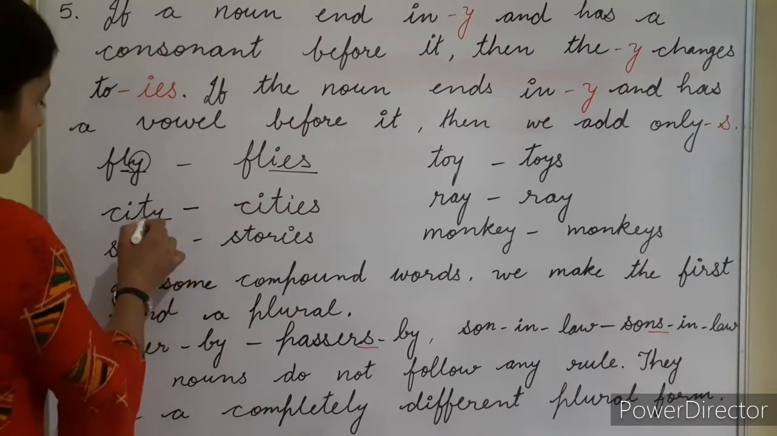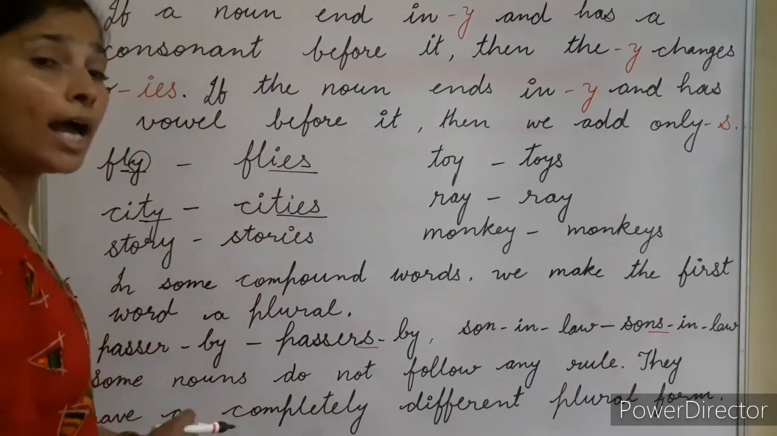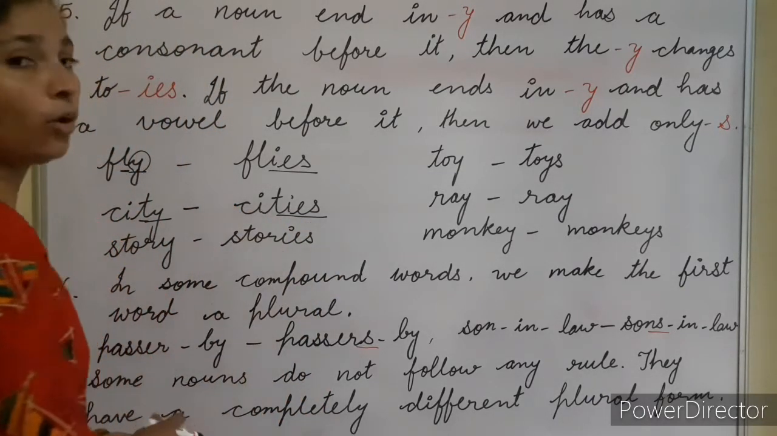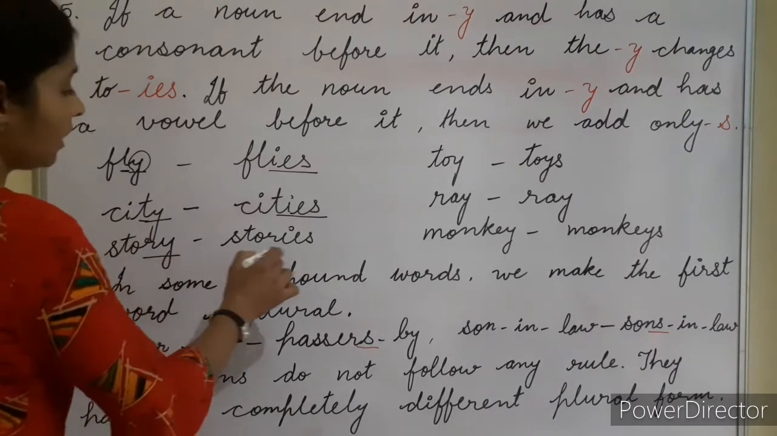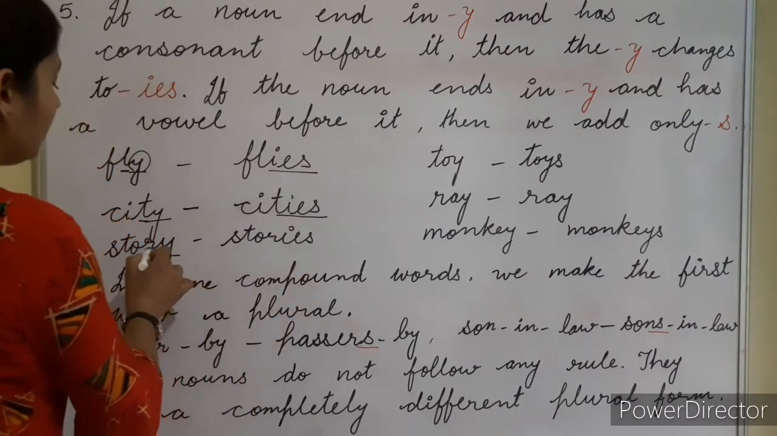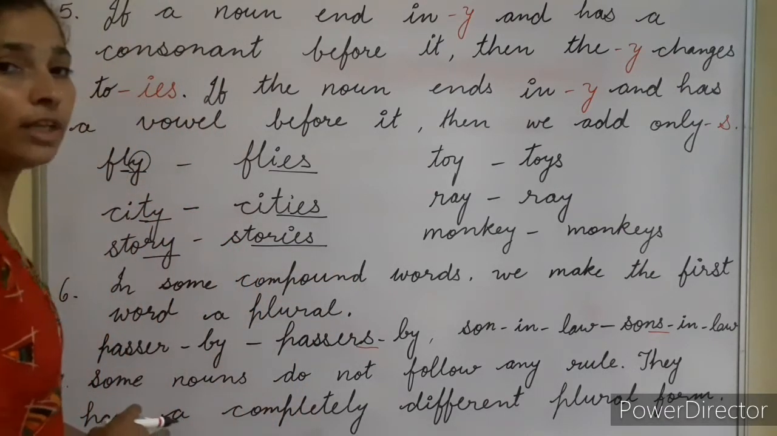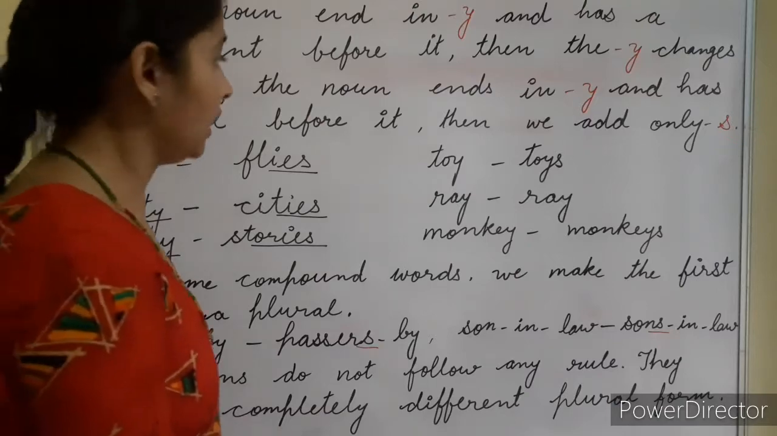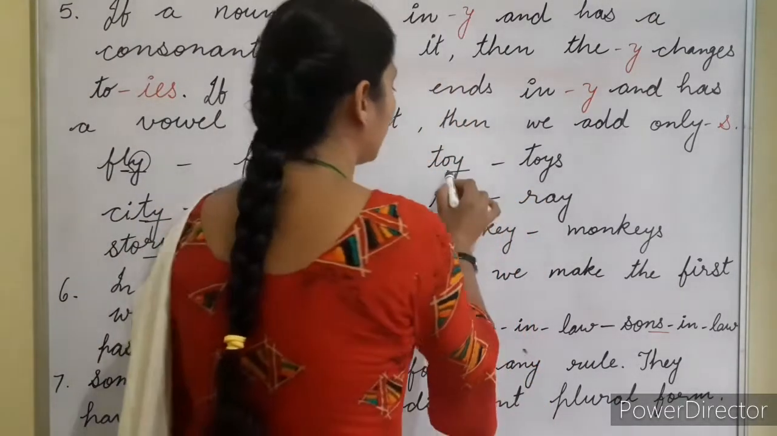Here also you have t before y. So we will change it into ies. The plural of city is cities. Next is story. Same thing here: before y is the consonant r. So stories. Ies you will add to make its plural. Second is toy. Here before y you are getting o.